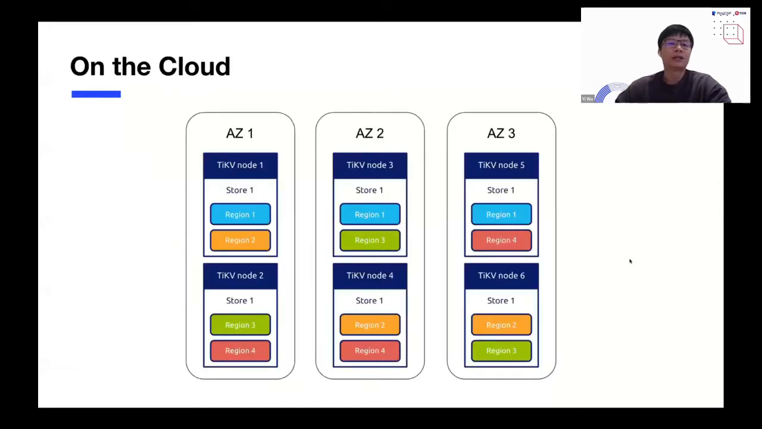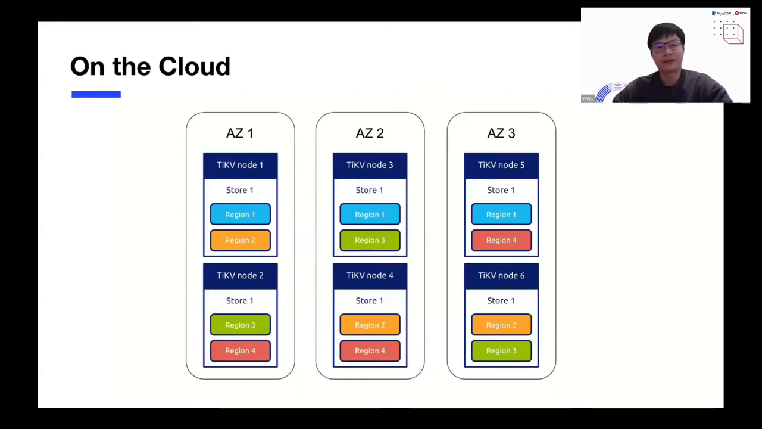So on the cloud, we usually deploy across three availability zones, or AZs. By using a feature in TiDB called a placement rule, we can place all the replicas of a region across different availability zones. So even when one AZ completely goes down, for all the regions we still have two replicas located on the other availability zones, and as such, they can keep serving traffic.